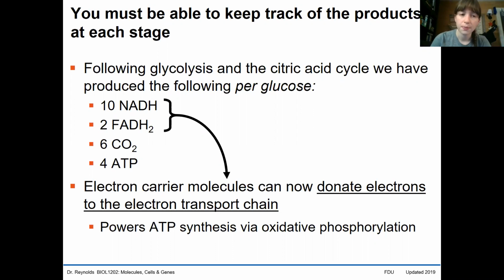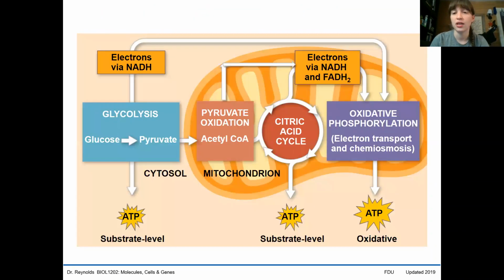Now these NADH and FADH2, they're not something we've talked about really yet, but these electron carrier molecules are carrying with them all that chemical potential energy from that big high free energy molecule of glucose. And they're who we're going to be paying attention to now, because they're going to donate the electrons they got from glucose to the electron transport chain. They're going to be this final part of cellular respiration, which you know as oxidative phosphorylation.